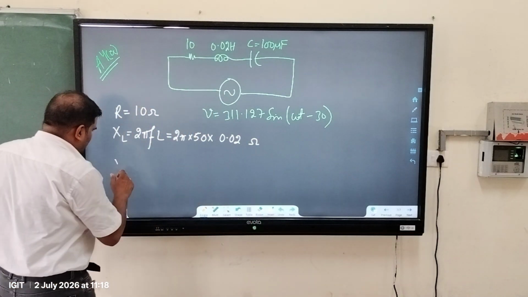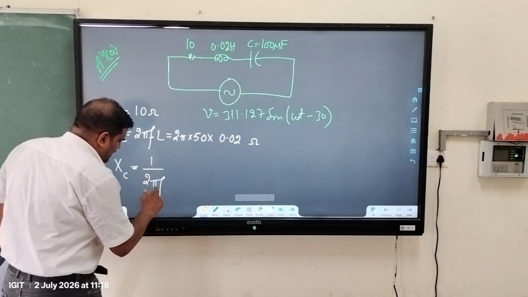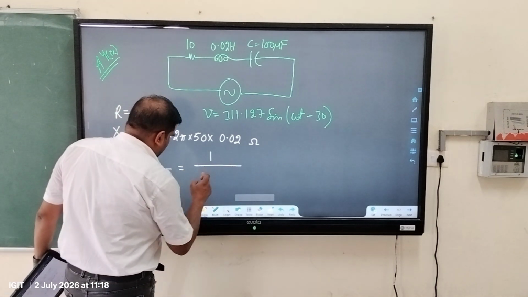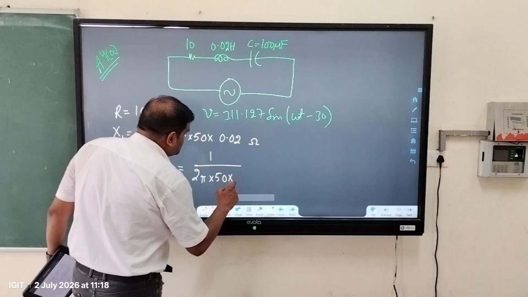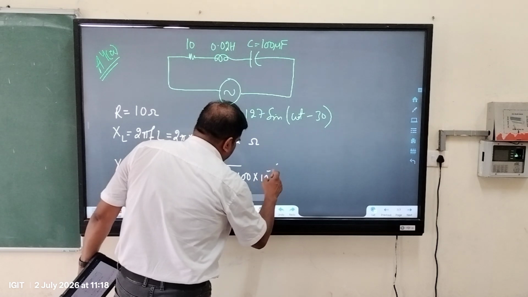Similarly, you can find the value of XC. XC is 1 by 2 pi f into C. If you put in the values, you will get 1 by 2 pi into 50 into C. What is the value of C? 100 into 10 to the power minus 6.